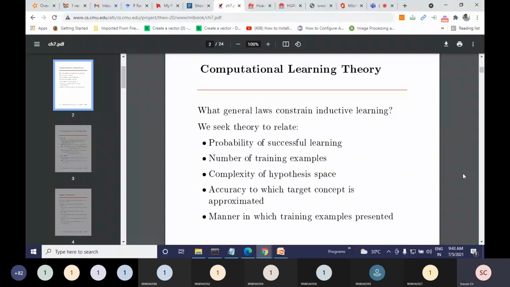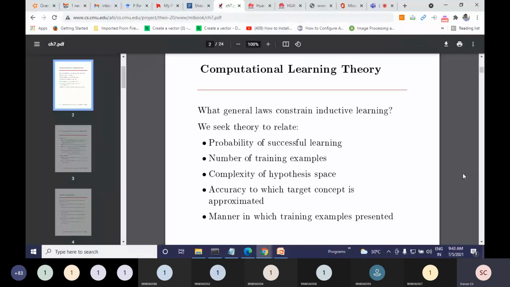If you have too much training data, if the training data is too large, again, is it going to create any problem? So what will be the ideal size of training examples that we would like to know? And what is the probability of success of our machine learning model? Suppose we developed a machine learning model, which is also called a learner. So what we want to know is what is the probability of successful learning.